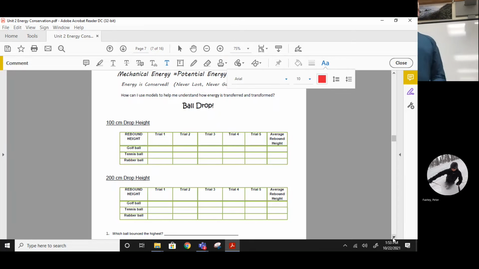Notice that for each of the three balls, again, it doesn't matter if you have a golf, a tennis, or a rubber ball. If you have different balls, then change the names on there or just put the names off to the sides. But for each ball, you should drop it 5 times and then find the average bounce. Remember, to find the average, add them together, divide by however many there were. Since you did 5 different trials, you divide by 5. Then you do it again from 200 centimeters.